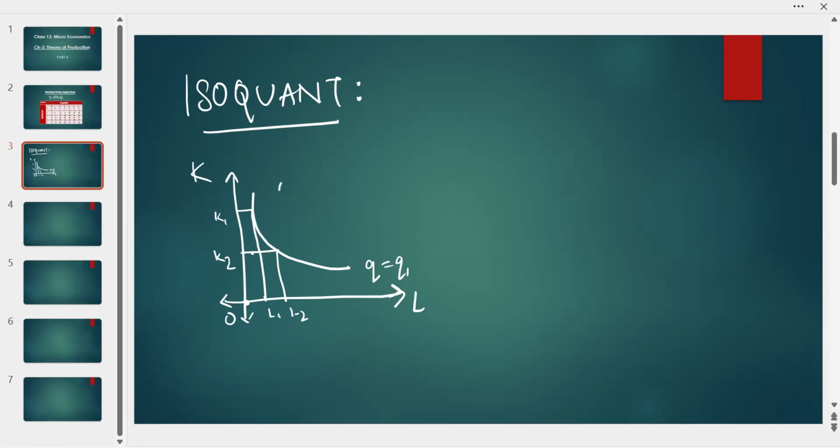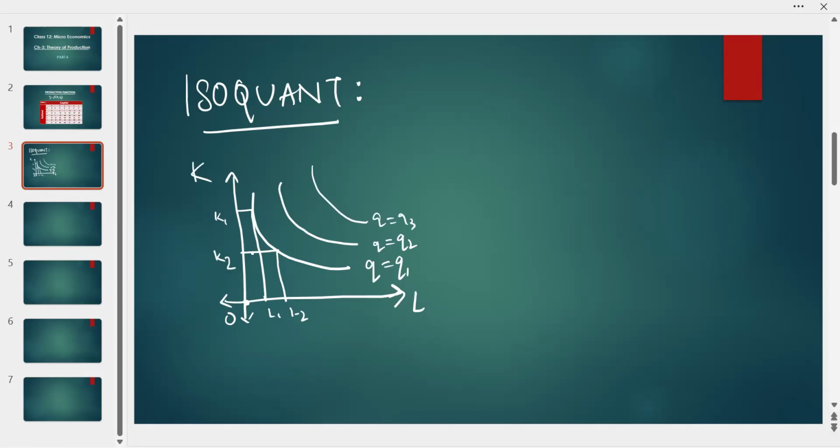Similarly, we can have another isoquant, not an indifference curve, an isoquant, and different isoquants produce different levels of output. The isoquant above it is producing the Q2 level of output. Similarly, we can have another isoquant which can produce another level of output, and so on.